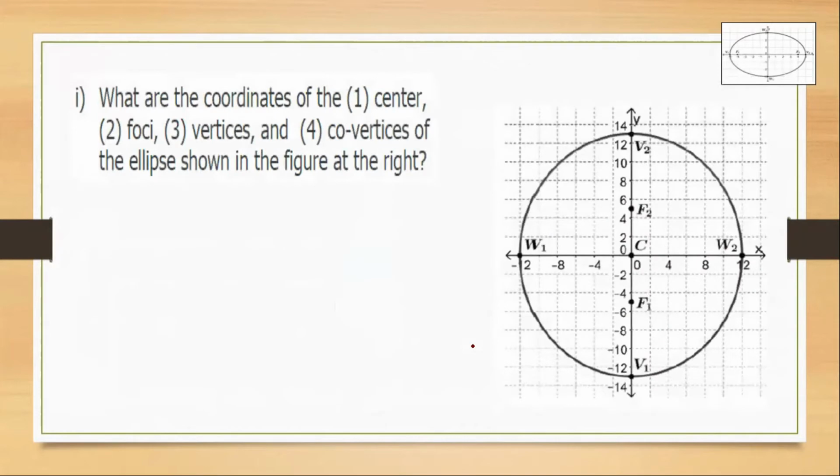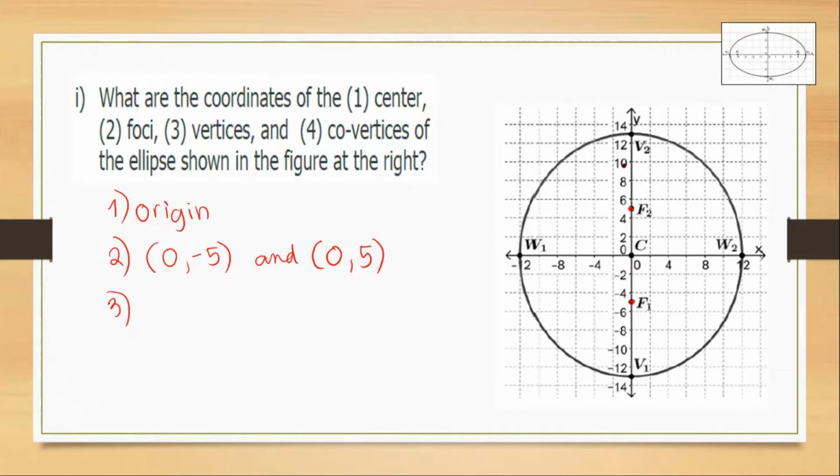Okay, so that's all for number 1. I think we should continue with our number 2. What are the coordinates of the following? The center. Okay, so the center is found at the origin, as you can see in the figure on the right. Number 2, where can we find the foci? So the foci is here. X is 0 and y is negative 5. So that's 0, negative 5, and the other one is at 0, positive 5. Number 3, what are the vertices? So vertices are here, and so that is 0, 13, and 0, negative 13.